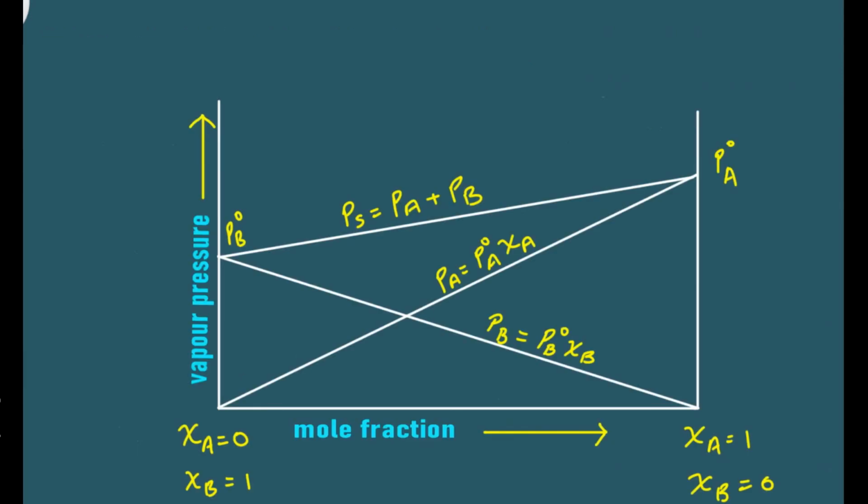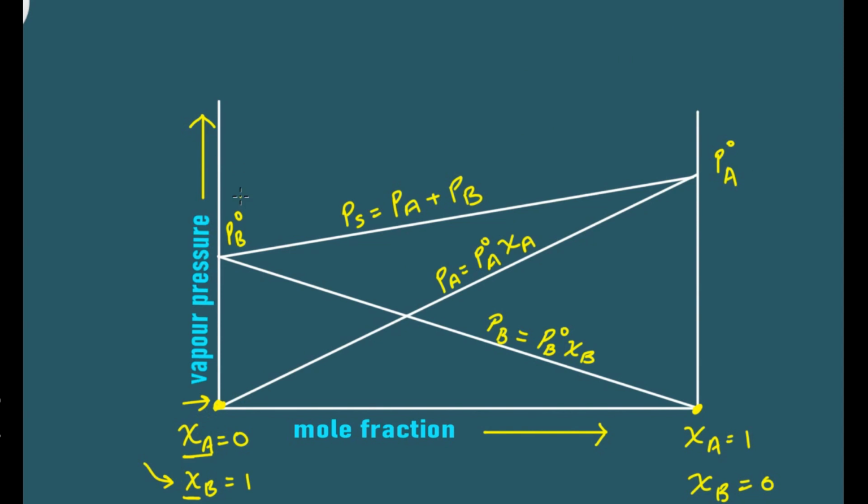This is the graph for ideal solutions. At this point, this is an origin, this is the second origin. You can make two graphs in one diagram. Now at this point, mole fraction of A is 0, and mole fraction of B is 1, which means only component B is present. Only component B is present means pure component B is present.